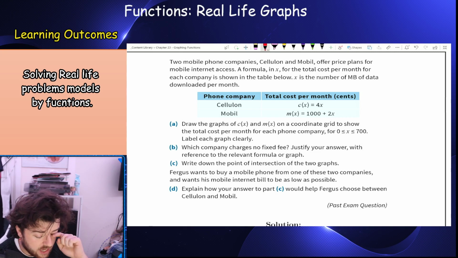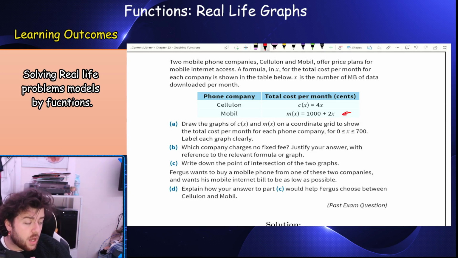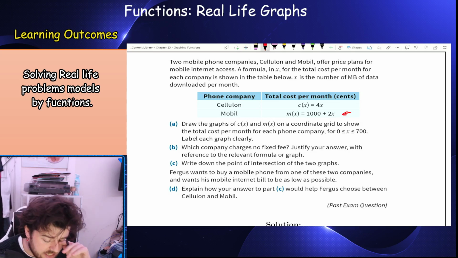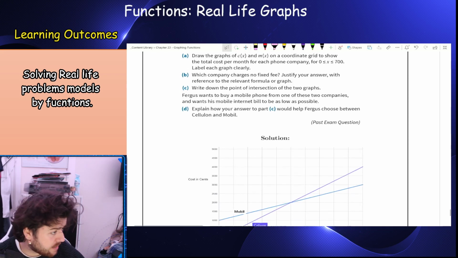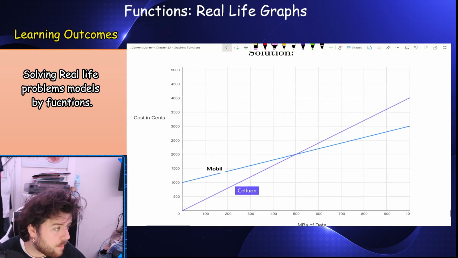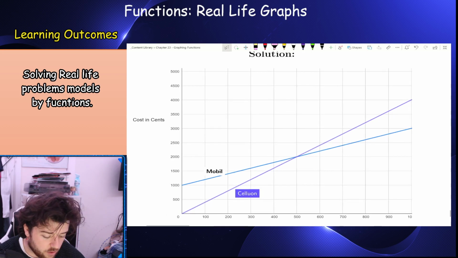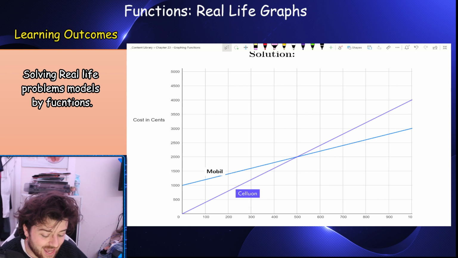But Mobile here, they do 1,000 plus 2x. So it's 1,000 cents plus 2 cents for every megabyte you use. So now let's plot these out first. So as I said, I'm pulling a little Ina Garten. Here's a graph I prepared earlier, ladies and gentlemen. Right, so here's a graph of Mobile and Cellulon. So the purple graph here is Cellulon and the blue graph is Mobile.